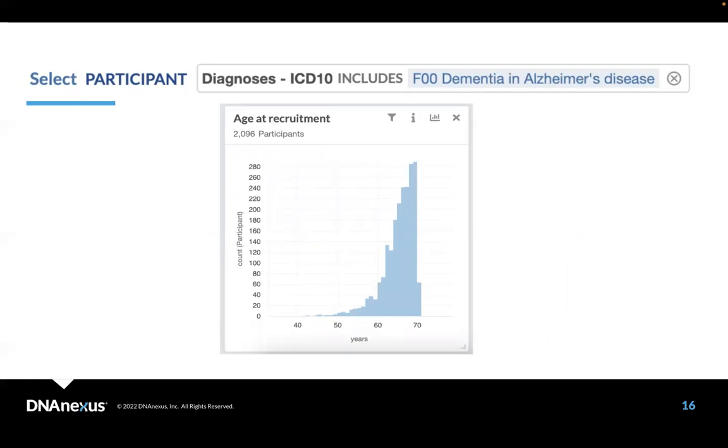The UK Biobank dataset is not only about healthy people. The UK Biobank contains a series of diagnostic data classified following the International Classification of Diseases. So we can focus on a specific category, which might be dementia in Alzheimer's disease, and study the specific cohort of participants.